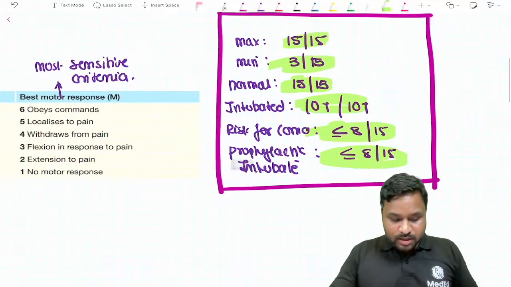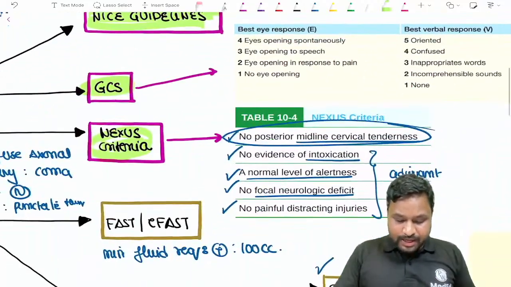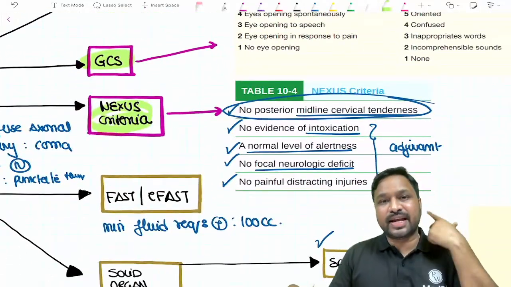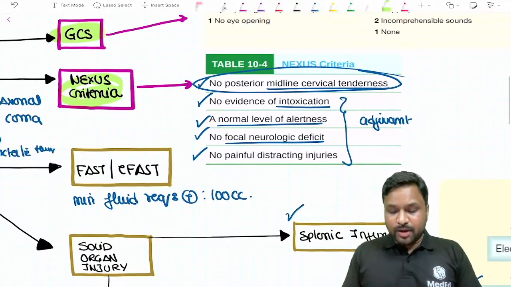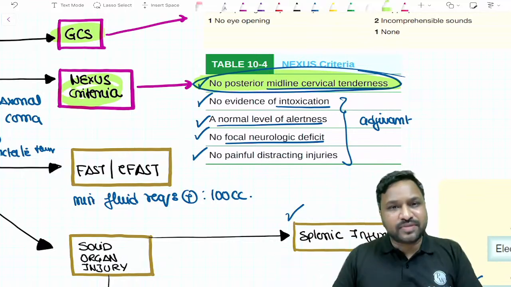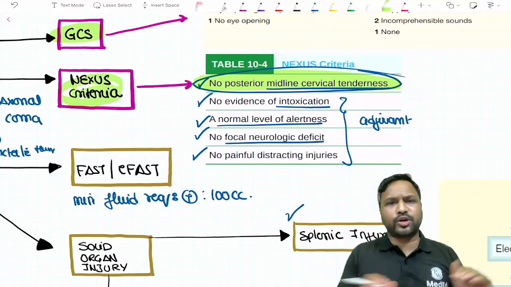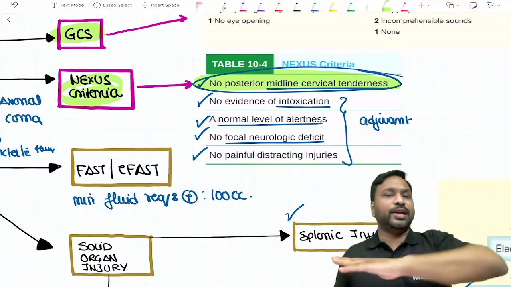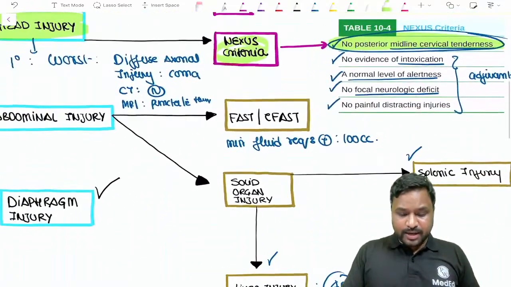All right, guys. So this is about the head injury. Nexus criteria is to rule out whether there is any cervical spine injury or not. Now, no posterior midline cervical tenderness is the only thing to remember. Rest everything is adjuvant. No evidence of intoxication, normal level of alertness, no focal neurological deficit, and no painful distracting injuries. All these are your Nexus criteria.